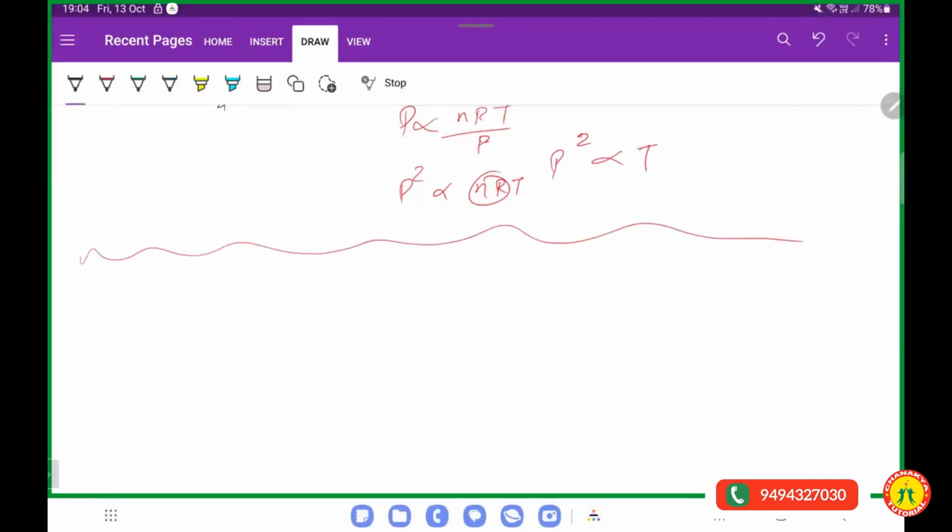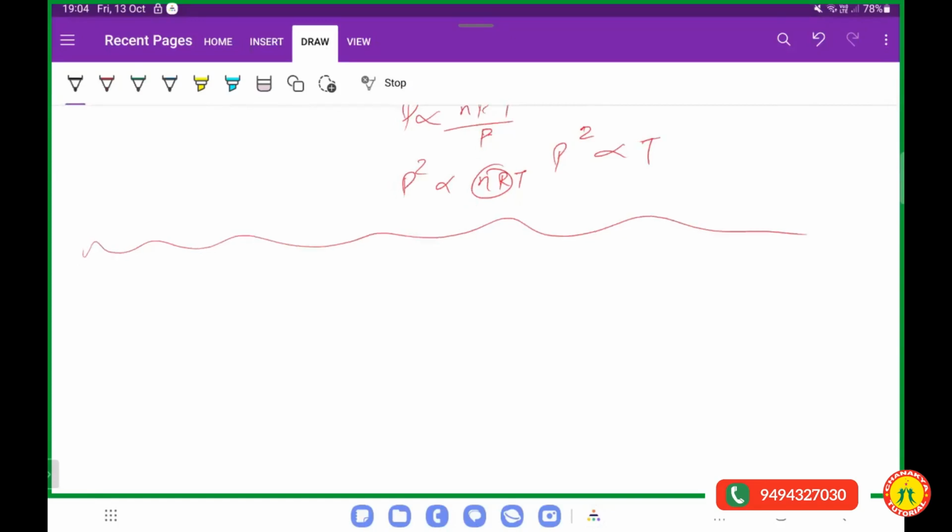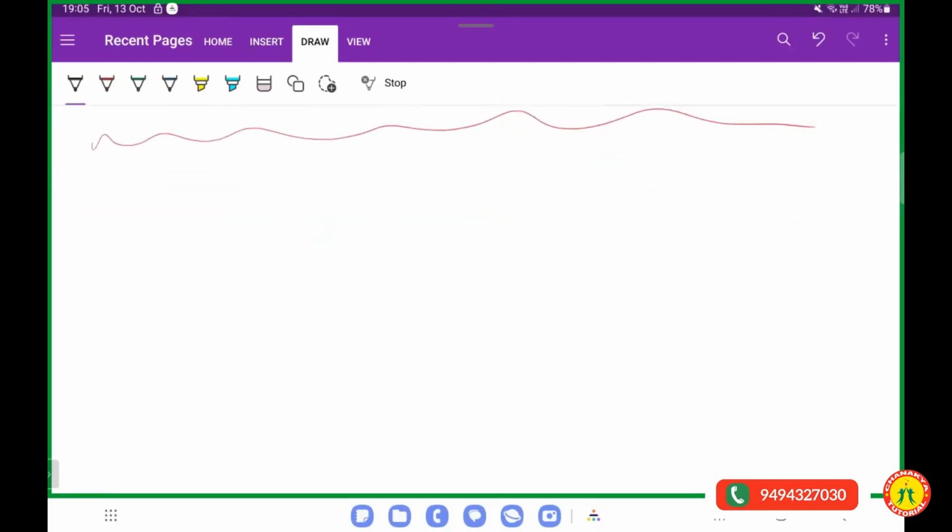Today we'll study an important topic. This is also the most important topic from this chapter, that is heat engine.